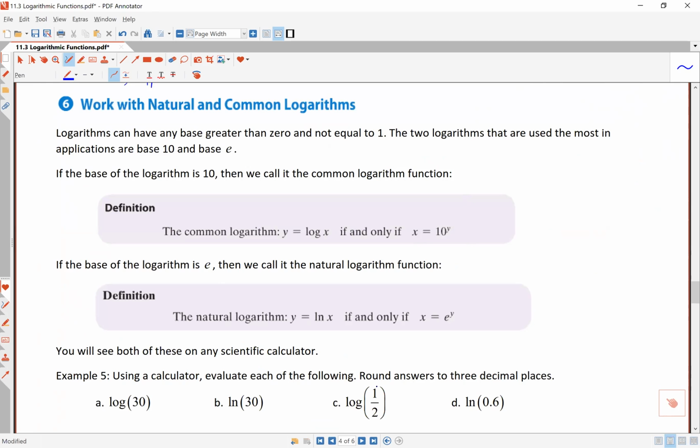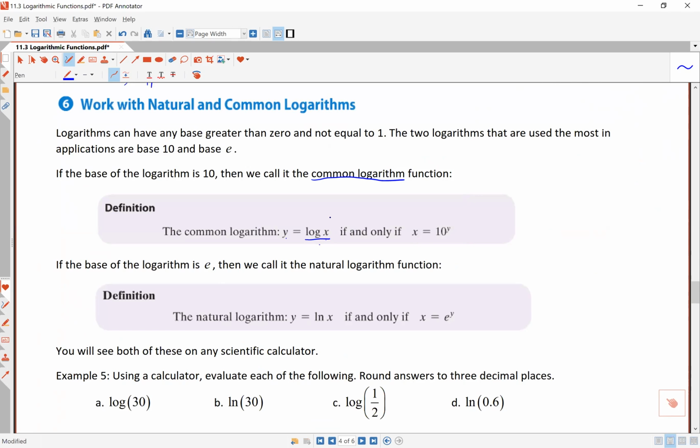If the base of the logarithm is 10, then we call it a common log, and you'll often see the base omitted. So y equals log of x is equivalent to x equals 10 to the y. The base is 10, so y is the exponent on base 10 to get x.